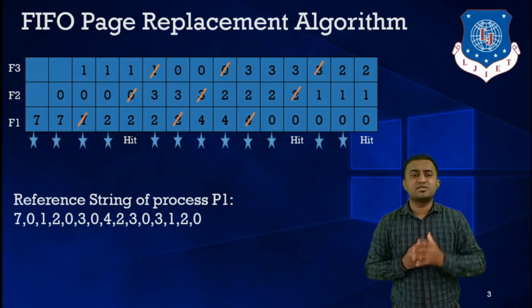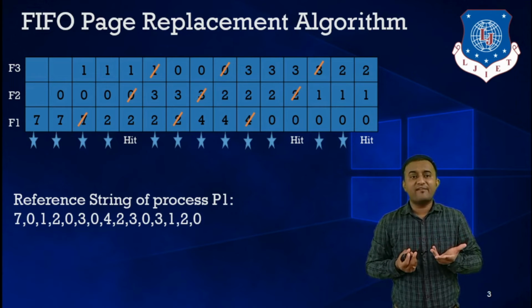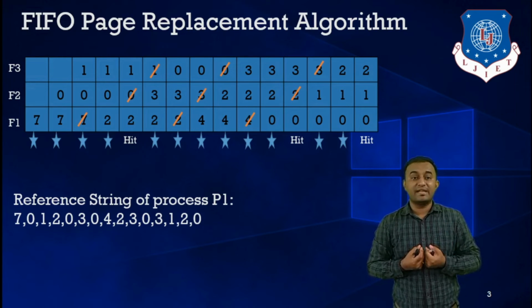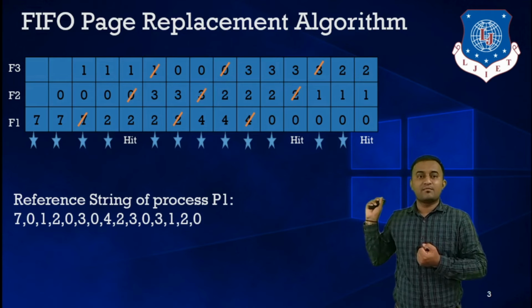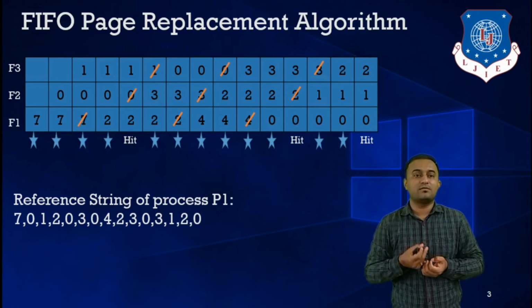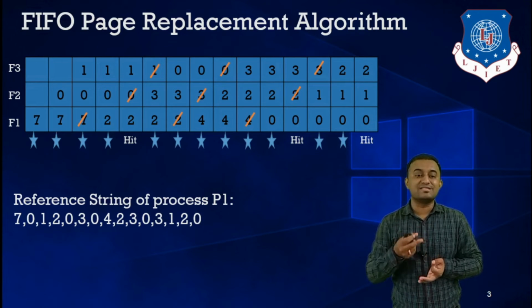The second page is zero. We have 3 frames and only 1 frame is occupied right now, so we can put 0 in the second frame directly. Yes, because we have enough space right now. So F1 is only occupied now, and F2 would be occupied by 0.